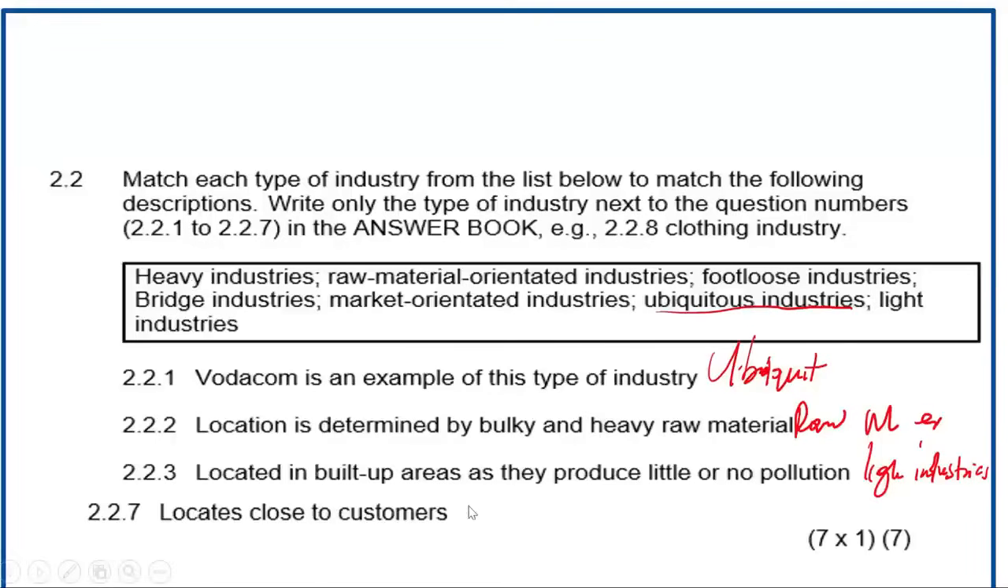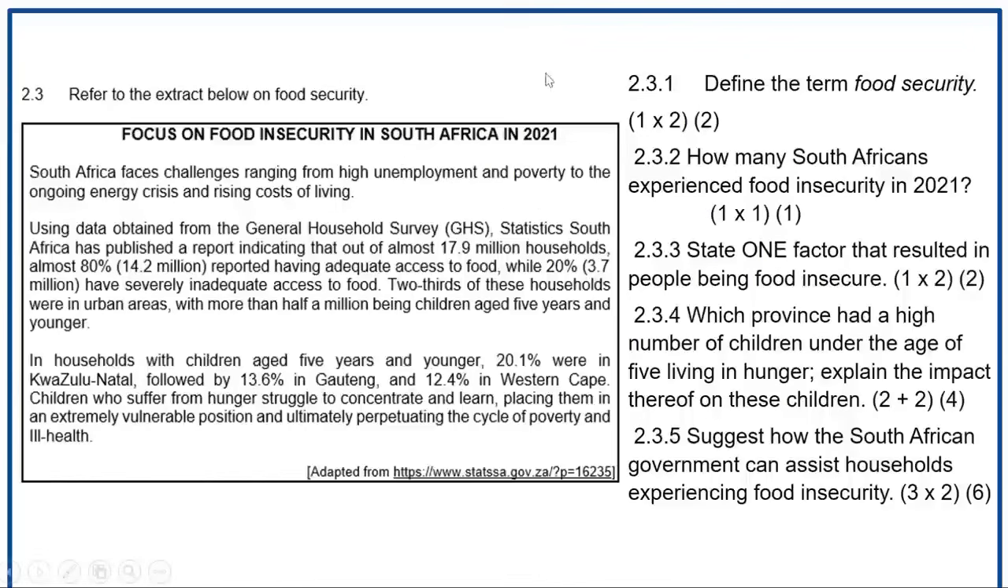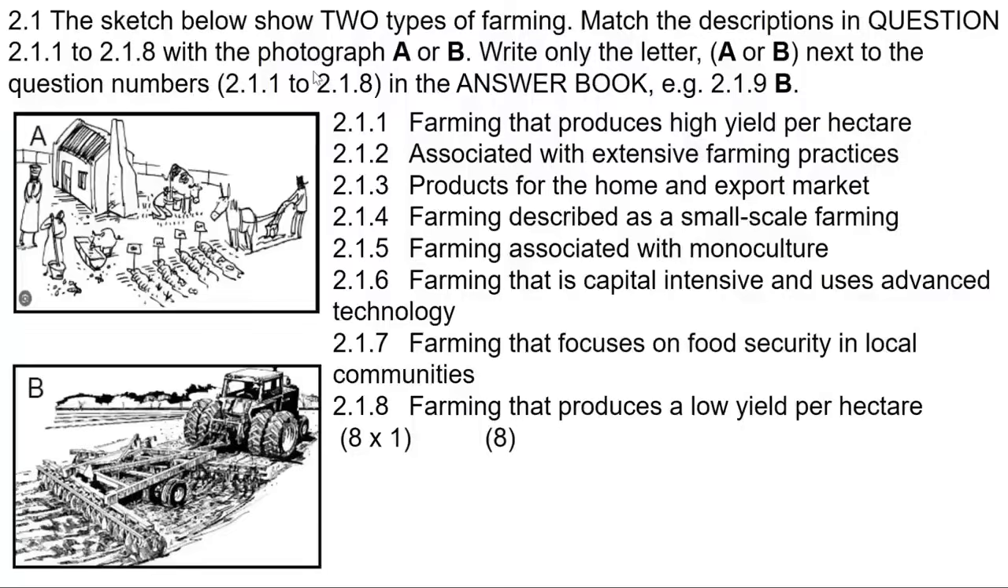Locate closer to customers. What is a customer? Customer is a market. So this will be your market orientated industries. We did this for the second time now. The sketch below shows what's happening here.